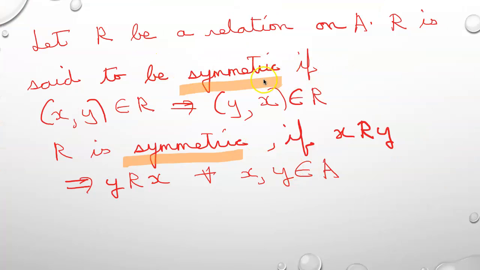R is said to be symmetric if (x, y) belongs to R implies (y, x) belongs to R. So in other words, R is symmetric if x R y implies y R x for all x, y belonging to A. So for symmetric, (x, y) belongs to R implies (y, x) belongs to R.